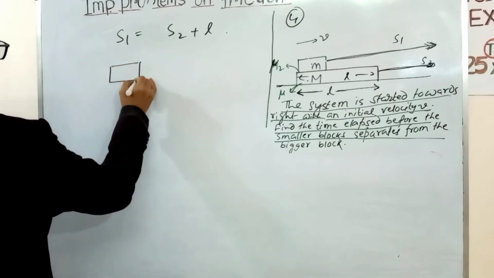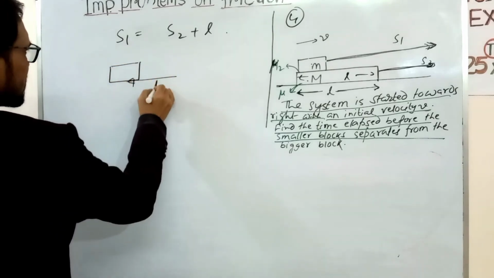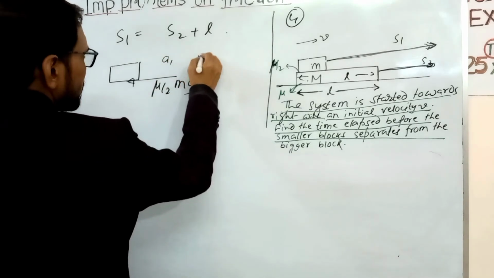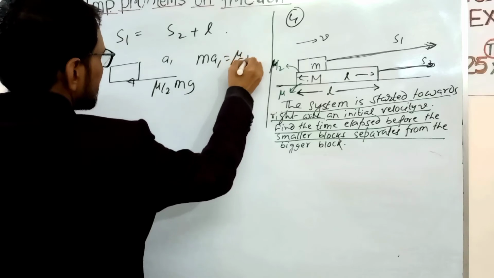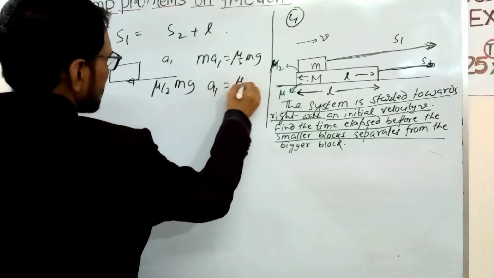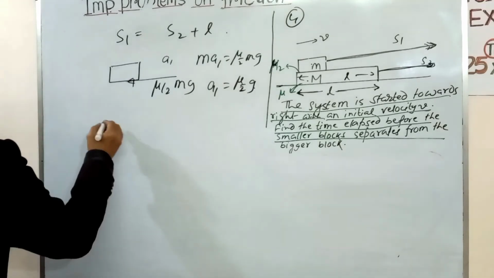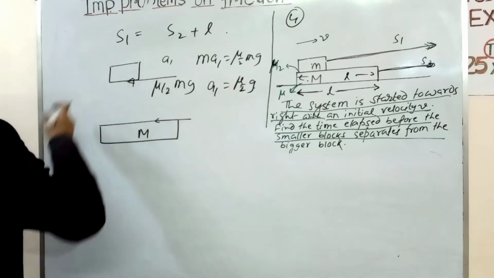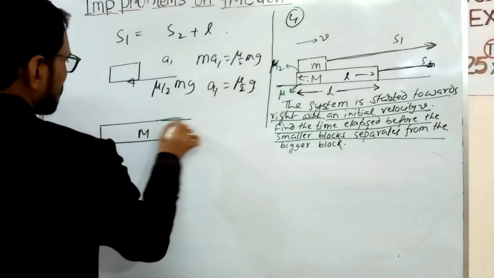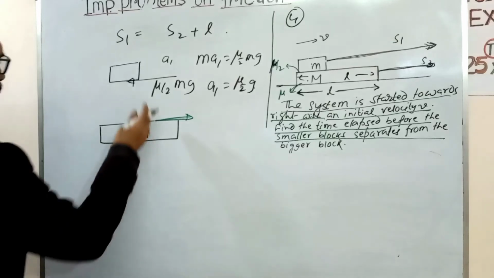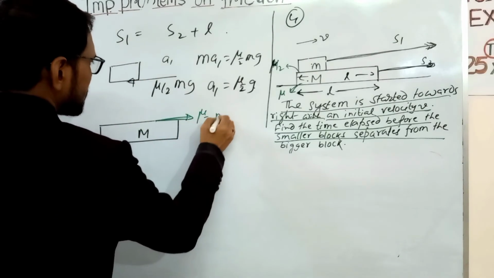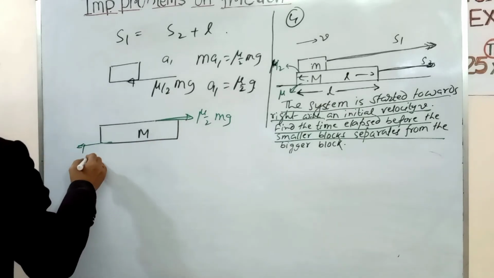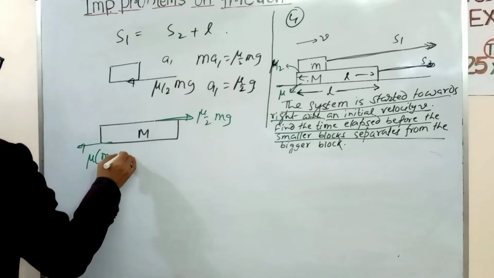For m, the friction force acts in this direction, which is equal to mu by 2 mg. So this will retard it: m into a1 equals mu by 2 mg. So a1 equals mu by 2 g. So this is the retardation. And for block M, this is the action, then this will be the reaction, because we know for every contact surface action and reaction are opposite: mu by 2 mg in this direction, and here friction is mu into (M plus m) into g.